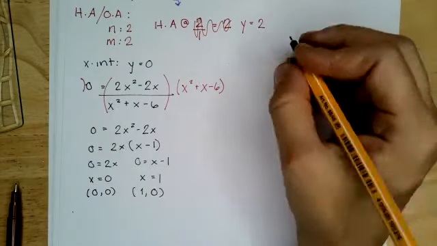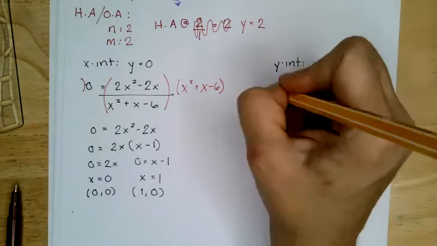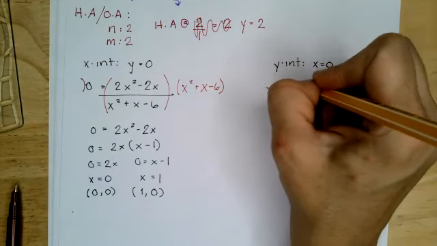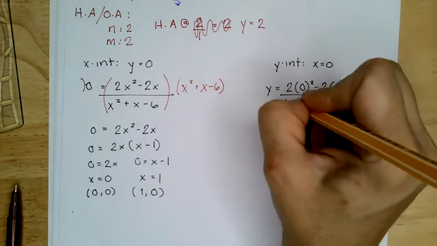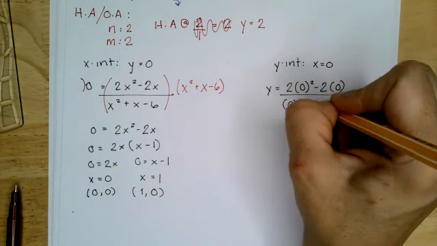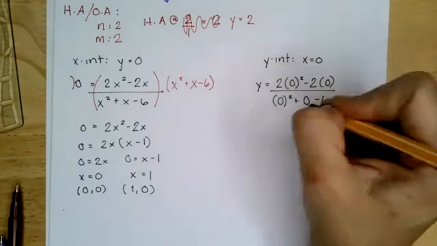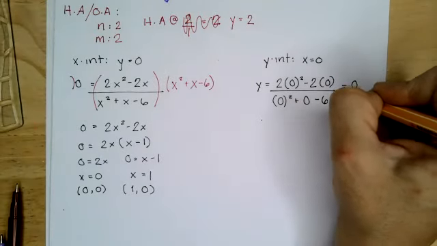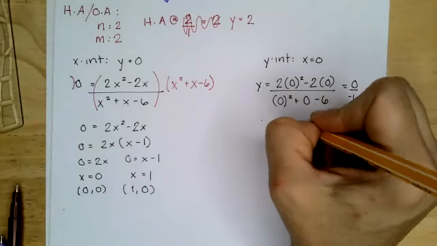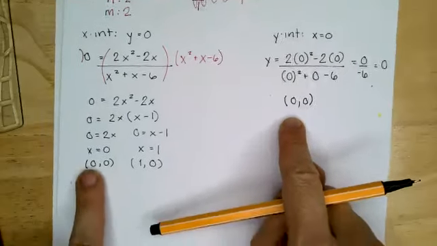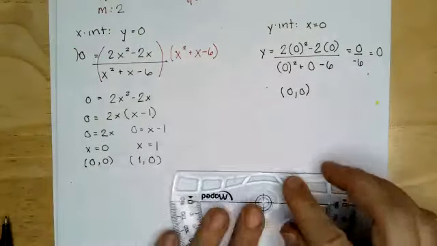Now, y-intercepts means I'm making x 0. We're going to call it y equals 2 times 0 squared minus 2 times 0 over 0 squared plus 0 minus 6. So that becomes 0 over negative 6, which is 0. Good. So my y-intercept is 0, 0, just like one of my x-intercepts was 0, 0. Good? All right, I think that's enough information. Let's graph it.